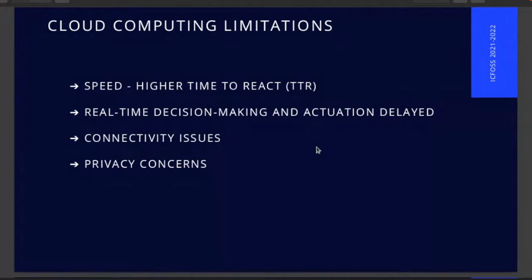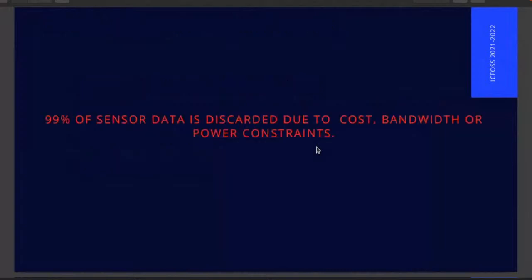The next problem is privacy. If you are sending your data to the cloud, it may be hacked, or someone else can take your data. That will make a problem. That's the privacy concern. Also, there are issues if you are using cloud computing with many sensors in our IoT device.